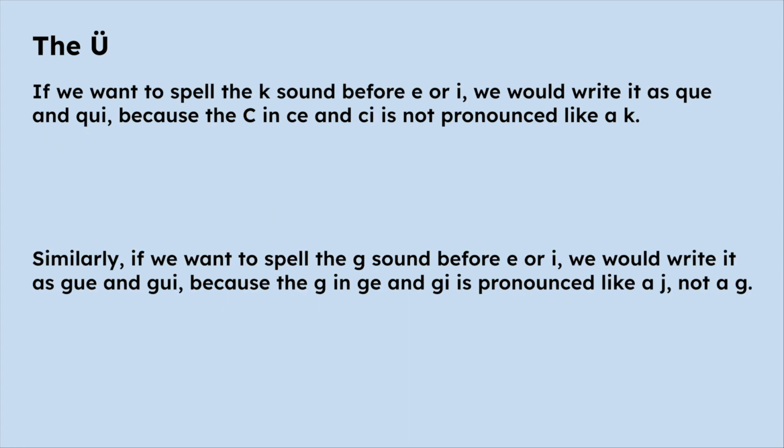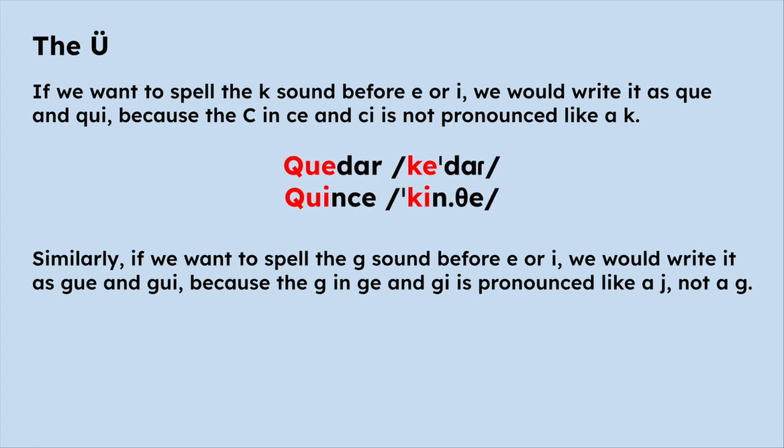Now we move on to the last one, the U with the diaeresis. If we want to spell the K sound before E and I, we will write it as QUE and QUI, because the C in ce and ci is not pronounced like a K. Like quedar, quince. If you spelled it with a C, it'd be pronounced like sedar and cince, and we don't want it to be pronounced like that. Similarly, if we want to spell the G sound before E or I, we would write it as GUE and GUI, because the G in ge and gi is pronounced like a J, not a G. Like sigue, gira. We can't spell it as SIGE because that would be pronounced sije. So we put a silent U here to indicate that it's sigue.